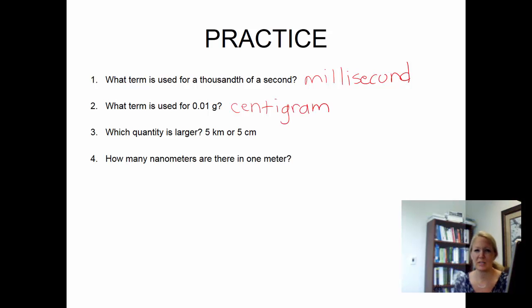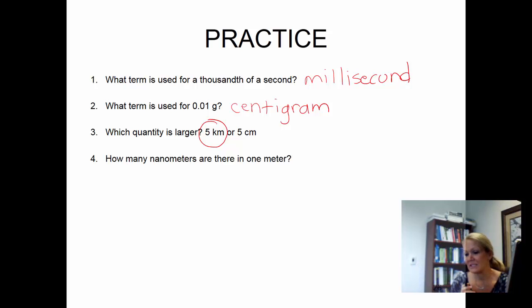Number 3 is pretty easy, but I'm just trying to get you thinking about these prefixes. If you have 5 kilometers versus 5 centimeters, which one's bigger? This is just kind of trying to make common sense of this. A kilometer is 1,000 times a meter, whereas centi is a hundredth, 100th, not 100 times. So obviously kilometers are much larger than centimeters. 5 centimeters versus 5 kilometers.